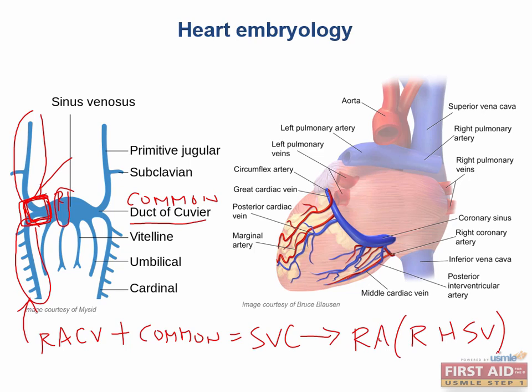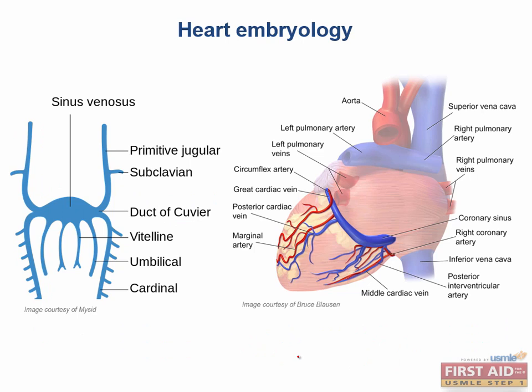So notice how the structures from the superior vena cava return blood to the right horn of the sinus venosus. The right horn of the sinus venosus becomes the smooth part of the right atrium. And what dumps blood in the smooth part of the atrium in an adult? The superior vena cava.